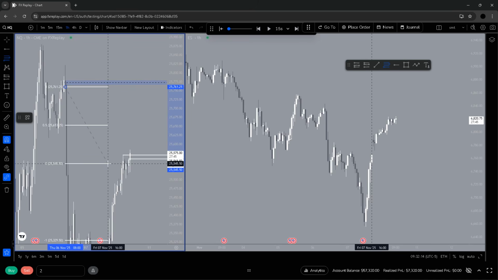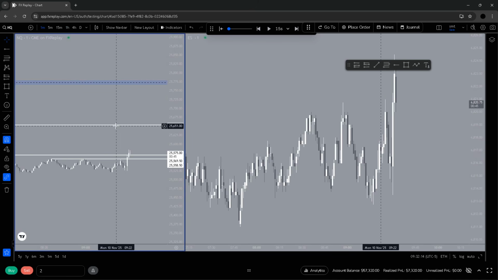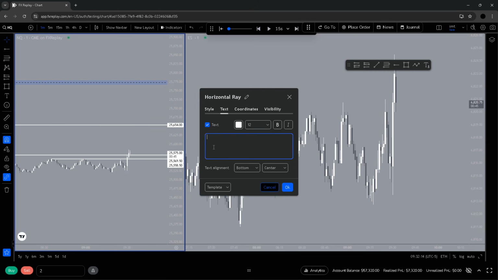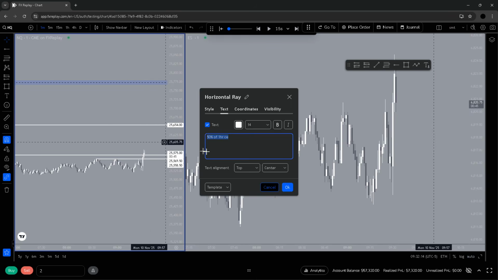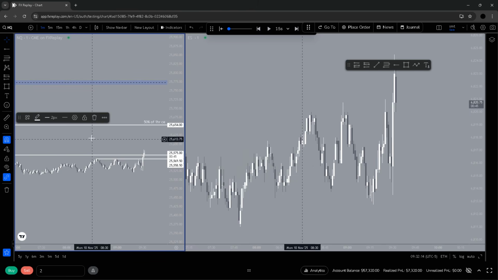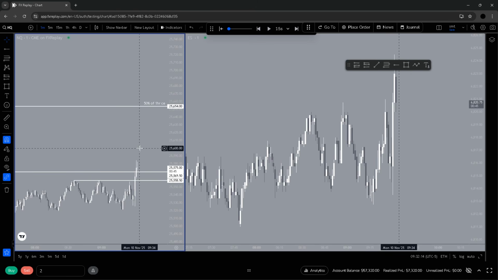And a little bit of source real quick. This is just how I mark stuff out. So I'll mark the 50%. Put a horizontal ray there. And then you put it top right. There we go. So that's the 50% CE. So that's most likely the draw on liquidity for the day. Will most likely gravitate towards that.